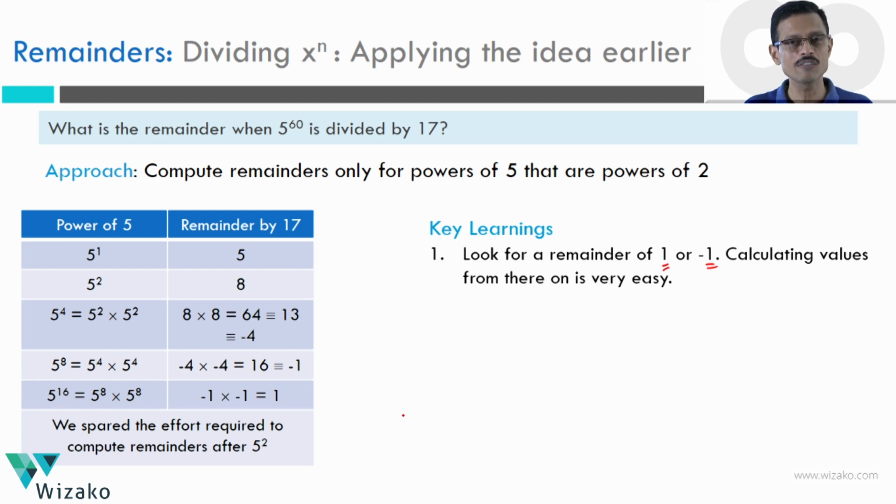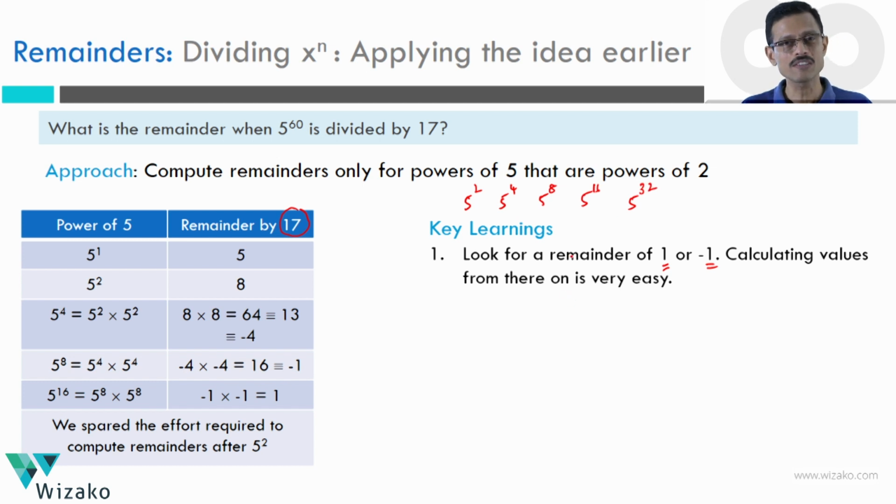But you need not always look for a -1 or a +1. If you find that the divisor is a large number, in those instances, compute the remainder for 5 square. From there, move on to finding out the remainder for 5 power 4. Skip to 5 power 8 from there, square this. Go to 5 power 16, and if required, 5 power 32.